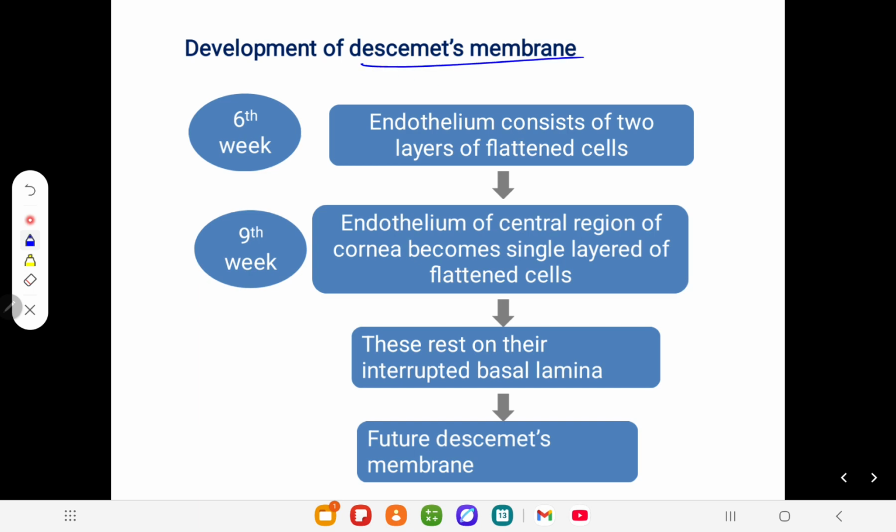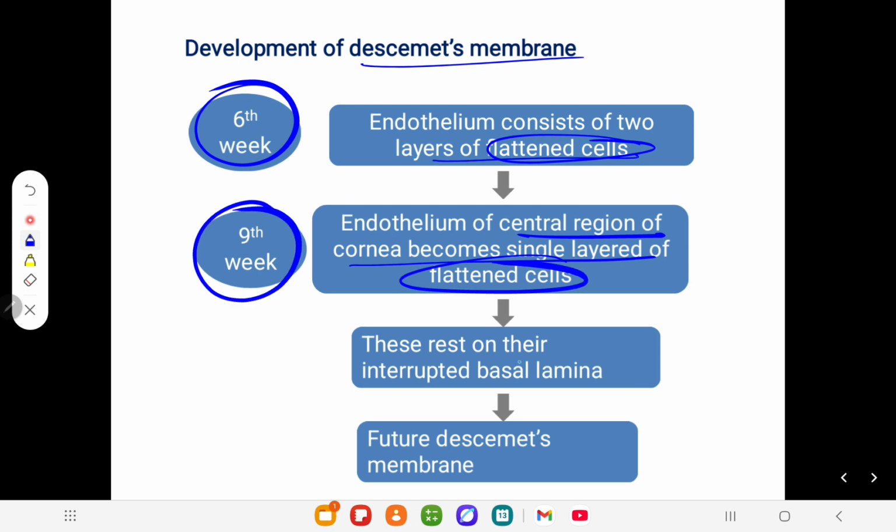And development of Descemet's membrane. At 6 weeks of gestation, endothelium consists of two layers of flattened cells, and endothelium cells of the central region of the cornea become a single layer and flattened at the 9th month of gestation, and then the rest form interrupted basal lamella, and that basal lamella becomes the future Descemet's membrane, isn't it?